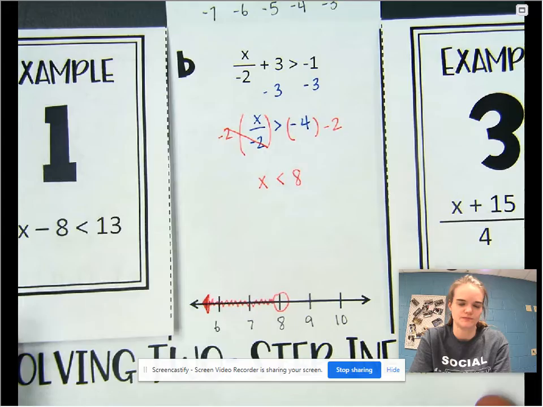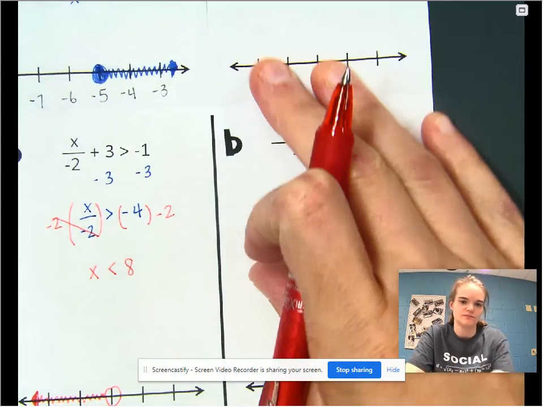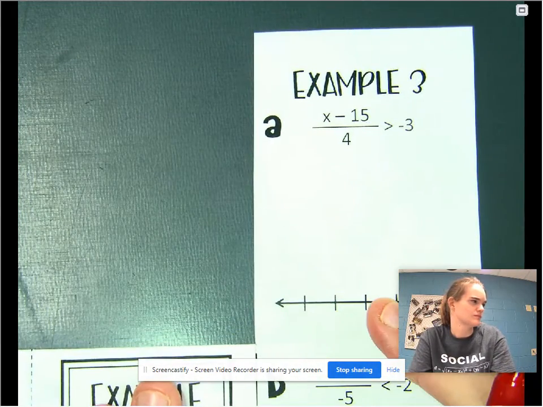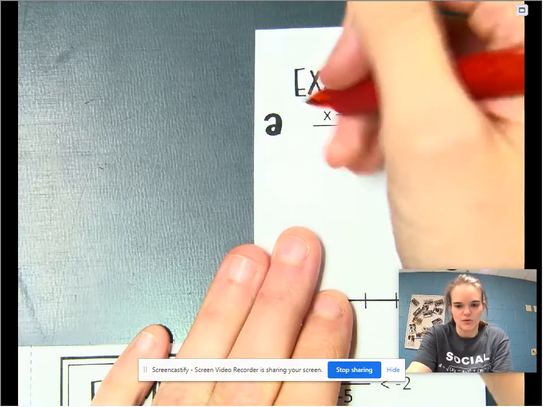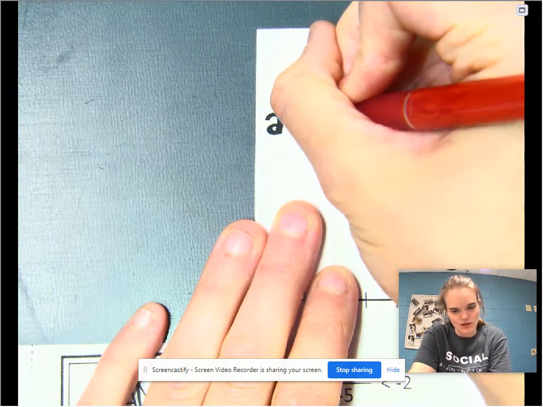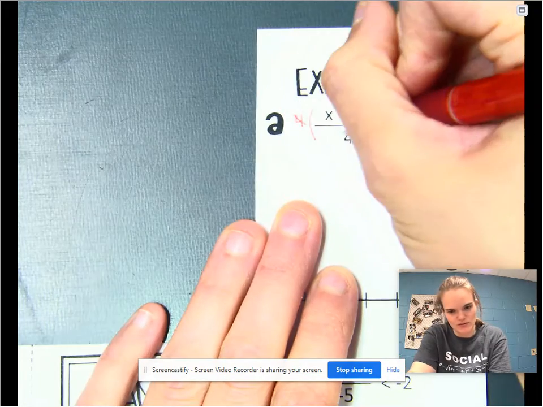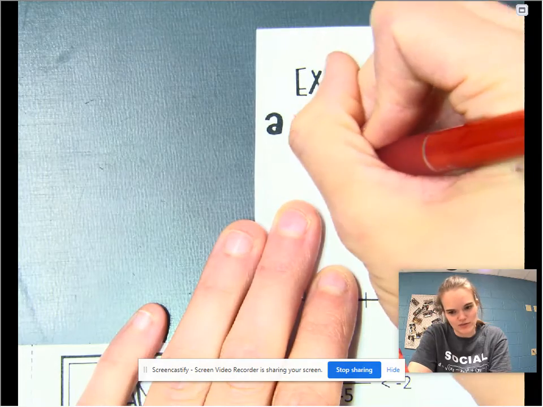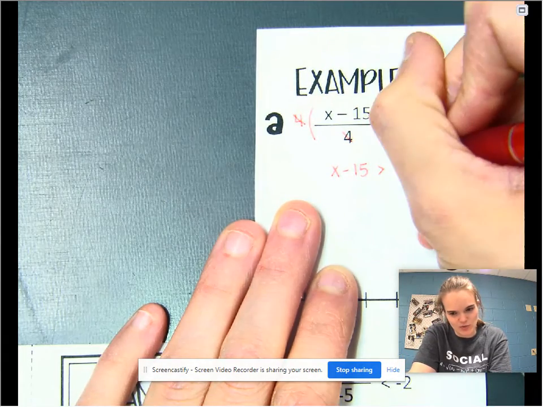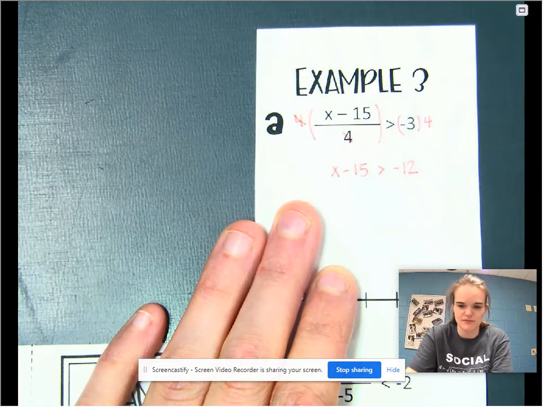Example 3. We're going to multiply by 4 first. We're going to multiply first because everything is divided by 4. So x minus 15 is greater than negative 3 times 4 is negative 12. We didn't flip because this is not a negative here.